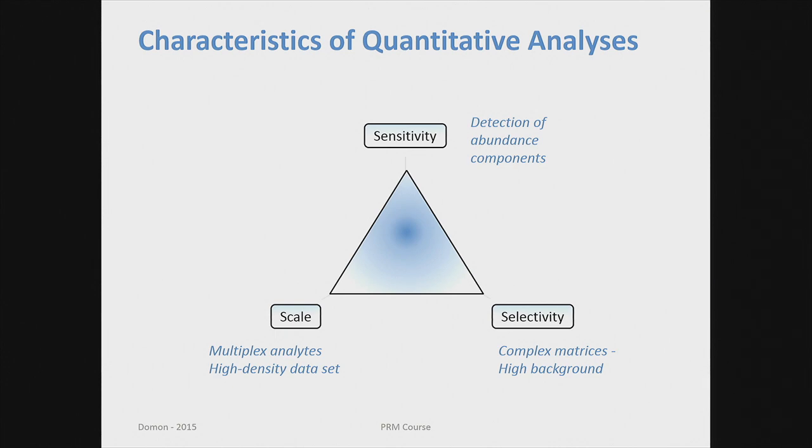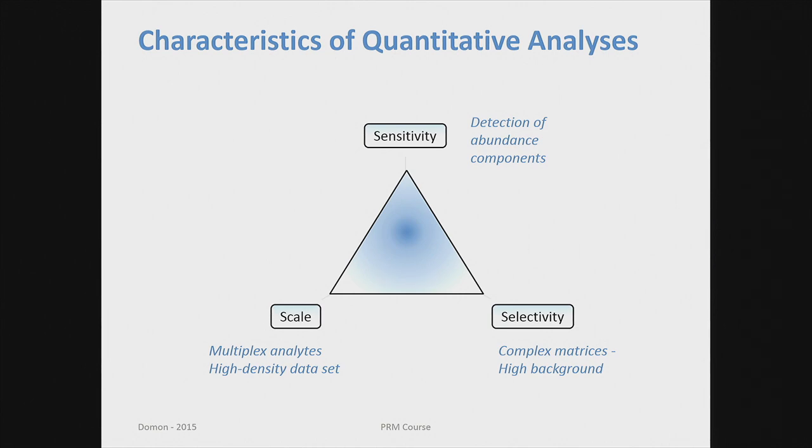So back to the basically triangle we have to cope with in a quantitative assay. You need sensitivity, selectivity, and what we call scale here. That means how many analytes can we measure in one experiment. And you try to get all of this at once, which is kind of a real challenge.